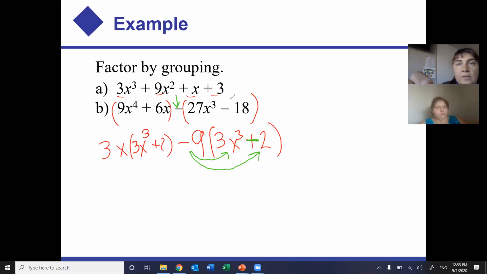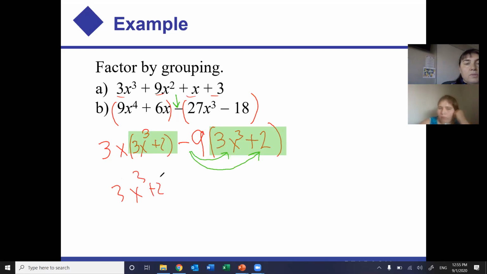So it is negative. Now the last step you take, your goal is to have those two terms be exactly the same. If you don't change the sign on the 2, they won't be the same. So then 3x cubed plus 2 in parentheses, times 3x minus 9. Yeah, we did it. All right.